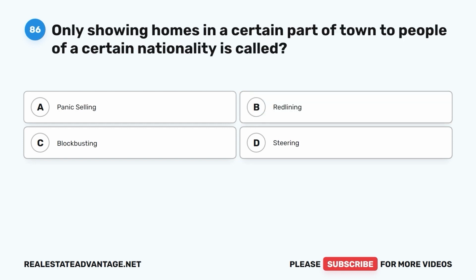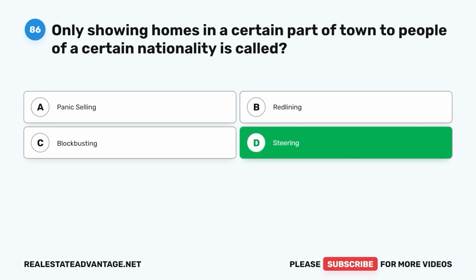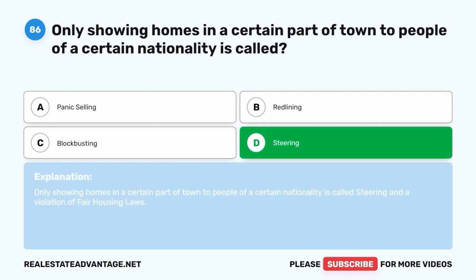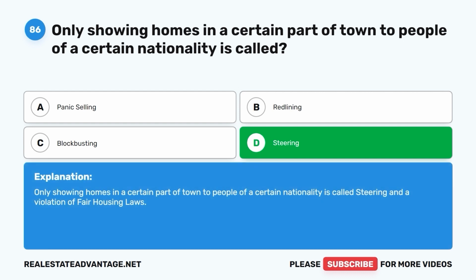Question 86. Only showing homes in a certain part of town to people of a certain nationality is called A. Panic selling, B. Redlining, C. Blockbusting, D. Steering. The correct answer is D. Steering. Only showing homes in a certain part of town to people of a certain nationality is called steering and a violation of fair housing laws.